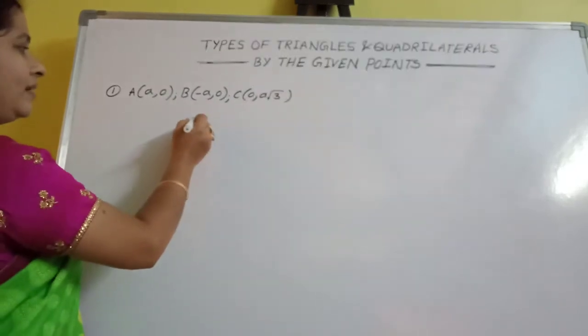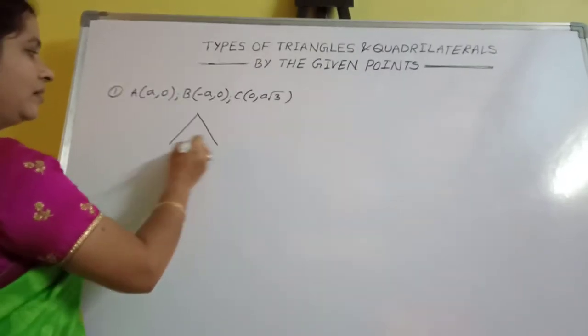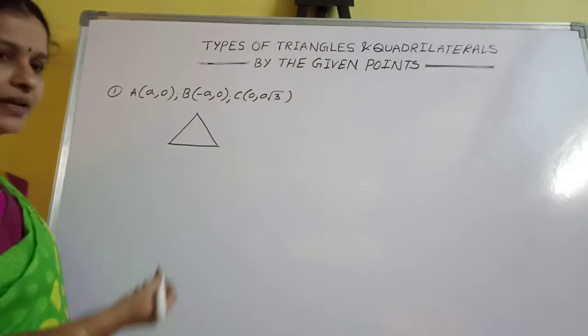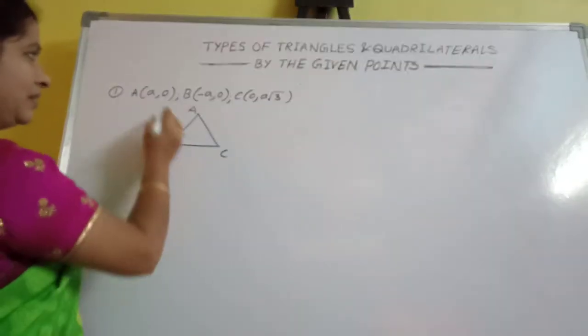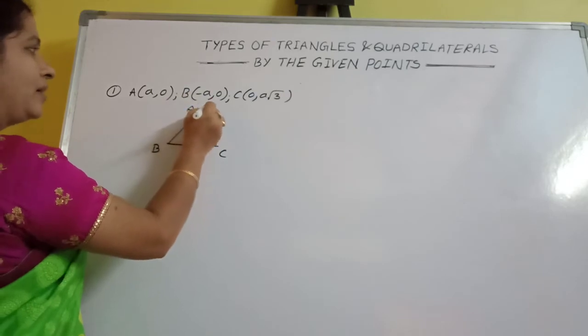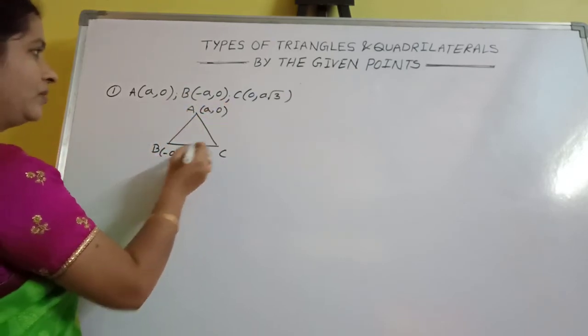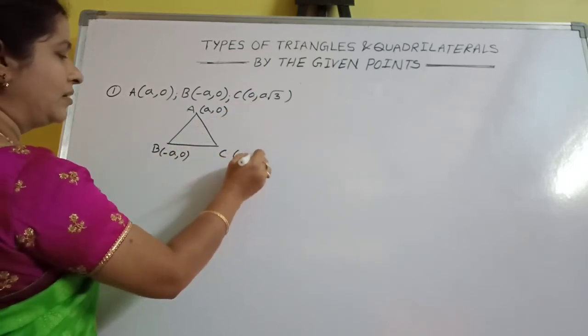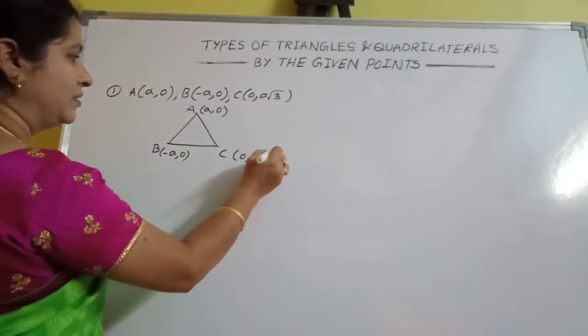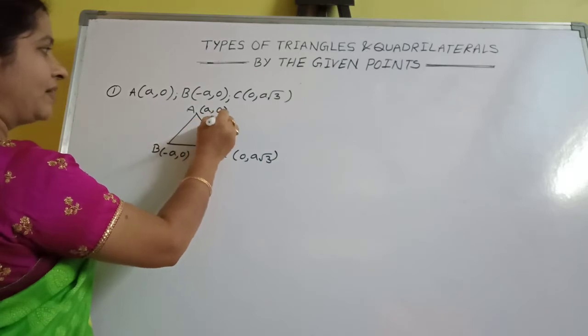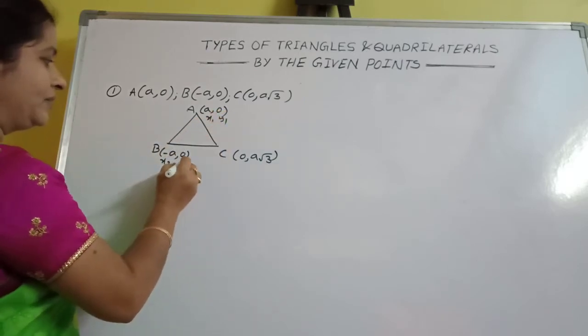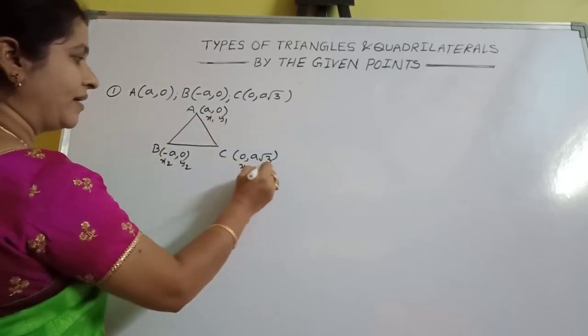So in a triangle, how many vertices are there? 3 vertices are there: A, B, C. The given points are A (a, 0), B (-a, 0), and C (0, a√3). So these are (x1, y1), (x2, y2), (x3, y3).